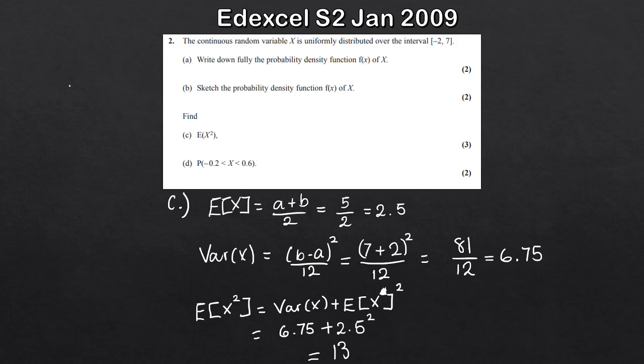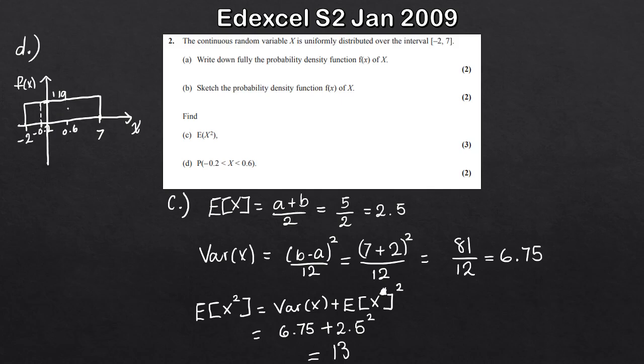Part D is just a probability one. Now this one's slightly different because the probability is between two values. But again, a sketch here makes this question nice and easy. So let's just do a quick sketch. If you've done part B, you will already have your sketch. But if I quickly just do it again, that's 1 over 9, and then minus 2 to 7. Okay. So here now, I want the probability that x is between minus 0.2 and 0.6. So let's just say this is minus 0.2 there, and then let's just say this is 0.6.